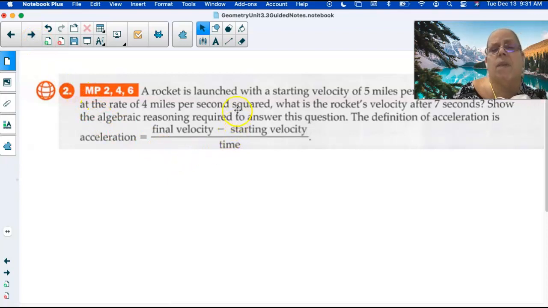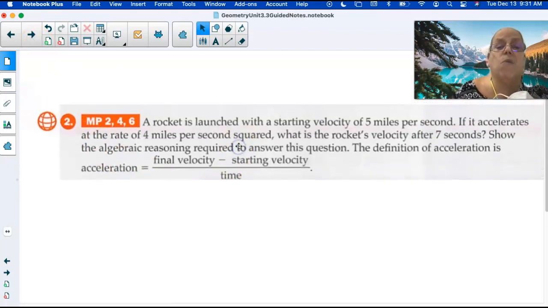I love this one, by the way. A rocket is launched with a starting velocity of 5 miles per second. It accelerates at a rate of 4 miles per second squared. What is the rocket's velocity after 7 seconds? Show all the algebraic reasoning to answer this question.